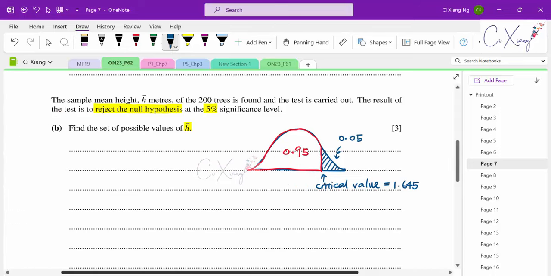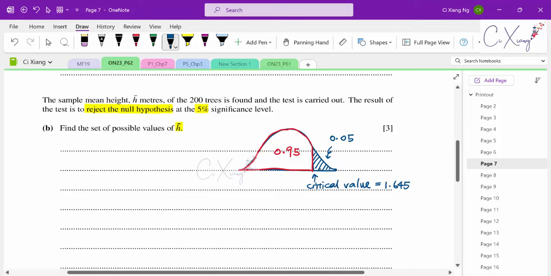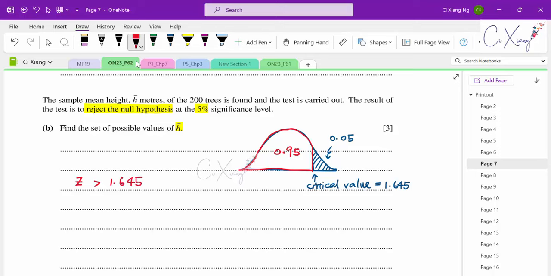Okay, so from this diagram, we know that if your test statistic is more than 1.645, that means your test statistic falls under the rejection area, then you will reject the null hypothesis. Therefore, I will put it as this: reject the null hypothesis when Z is greater than 1.645. Some students might ask, should I include the equal sign or not?